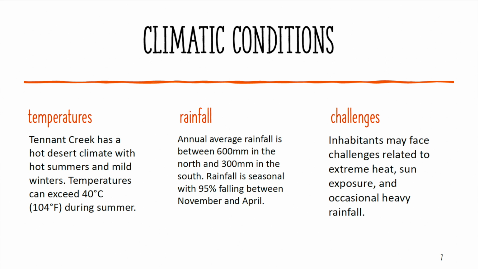Tennant Creek experiences a hot desert climate. Summers are extremely hot, with temperatures often exceeding 40 degrees Celsius during the day. Winters are milder, but still warm during the day, with cooler nights. Rainfall is generally low. Most of the rain falls between November and March, but even then it's relatively scarce. Dust storms are common, especially during the dry season. Inhabitants may face challenges related to extreme heat, sun exposure, and occasional heavy rainfall.